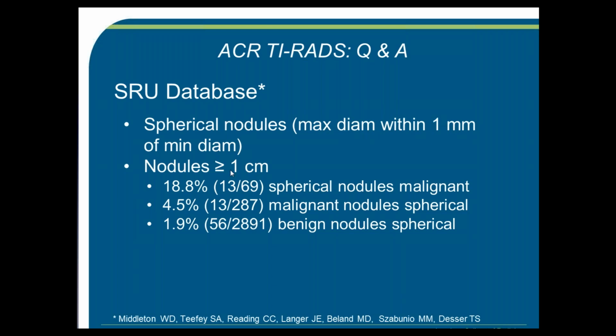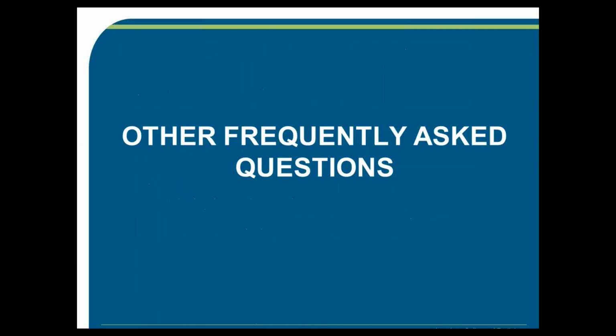And if we just looked at nodules greater than a centimeter, then of all spherical nodules, 18% were malignant. Of nodules that weren't spherical, the malignancy rate was much lower. Malignant nodules were spherical in 4.5% of cases, and benign nodules were spherical in 1.9% of cases. Now, this is a very selected group of patients, and there's a lot of biases in this analysis. But it is possible that in the future, we may end up giving more than 0 points for nodules that are spherical.